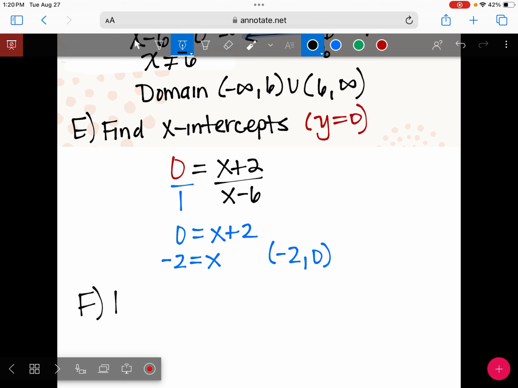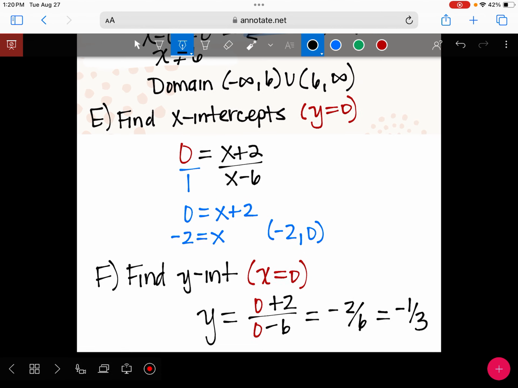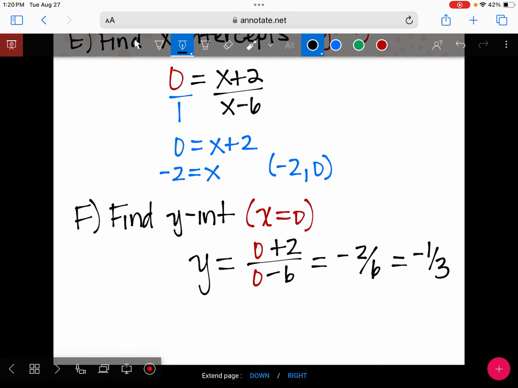And then last question is we're going to find our y-intercept, which means that you set x equal to 0. So y is going to equal, put your 0 here and here, and you get negative 2 over 6, which reduces to negative 1/3. So your y-intercept is at 0, negative 1/3.